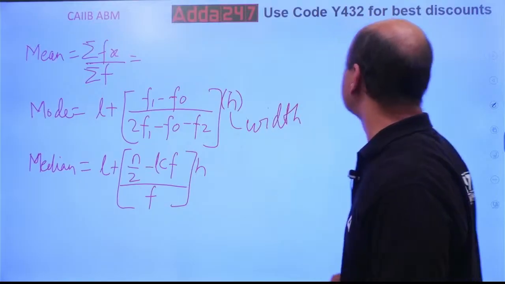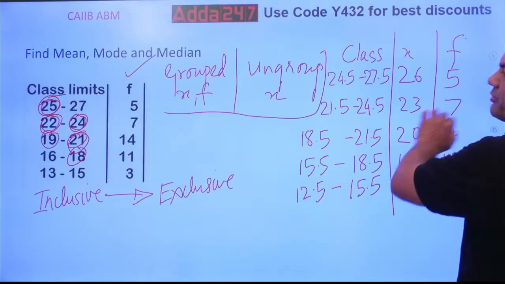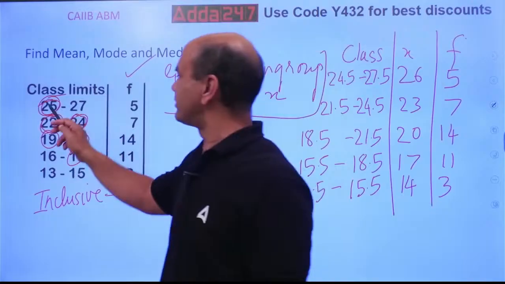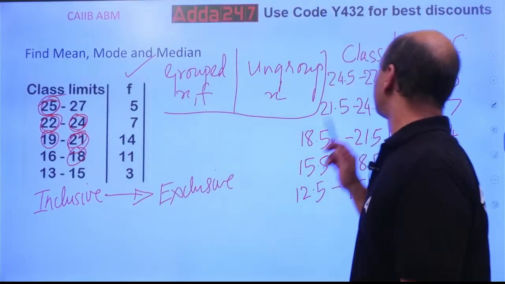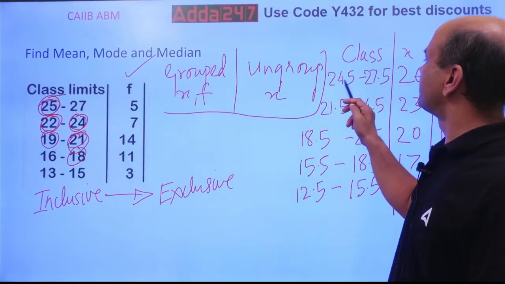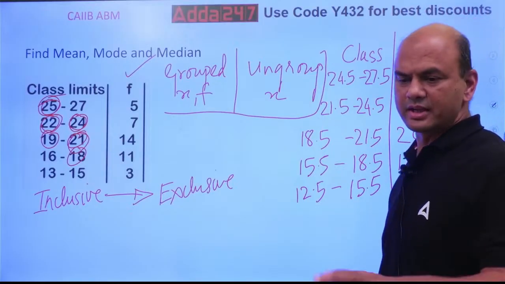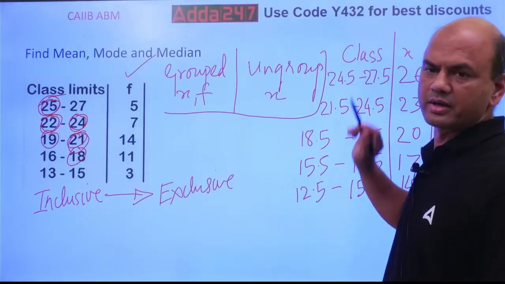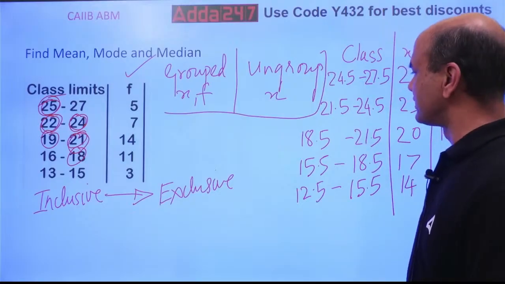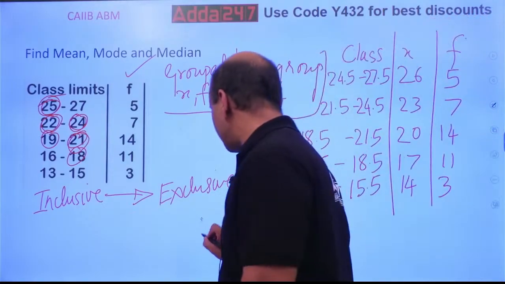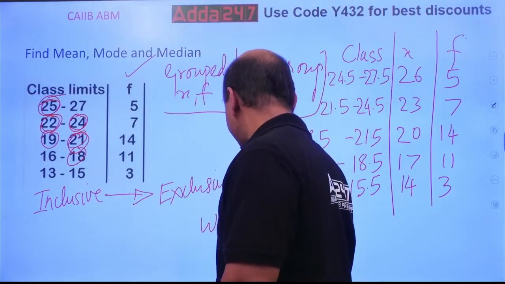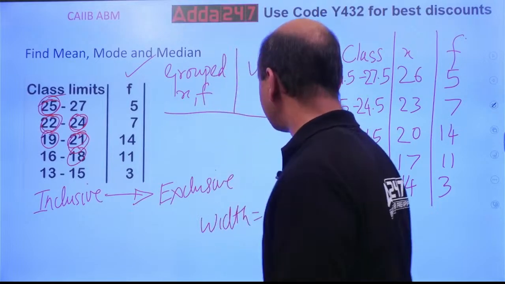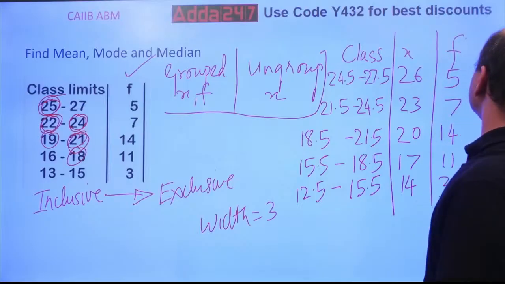This is 27 minus 25. Or you can do it from here also, 27.5 minus 24.5. So it is 3. 3 is the width. Width means the difference between the upper and the lower end. Okay, so that is width. I'll write it here: width equals to 3. Okay, simple. Now solve this.